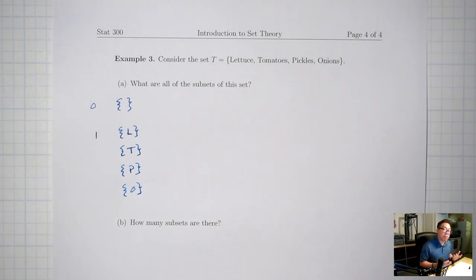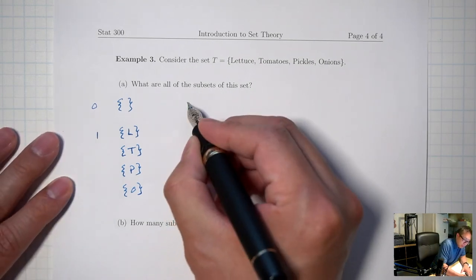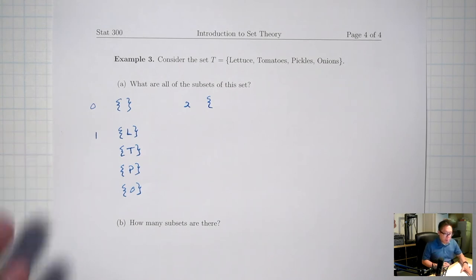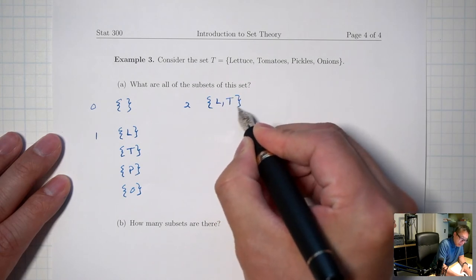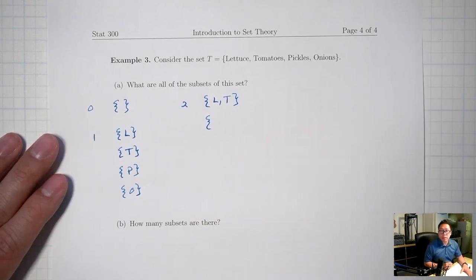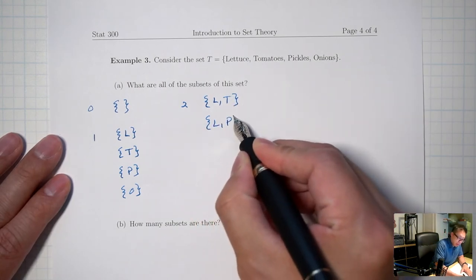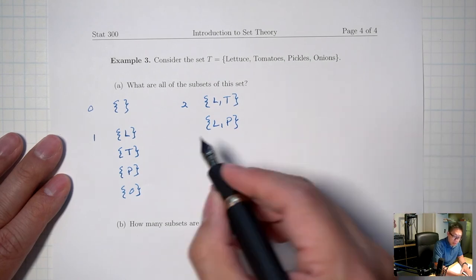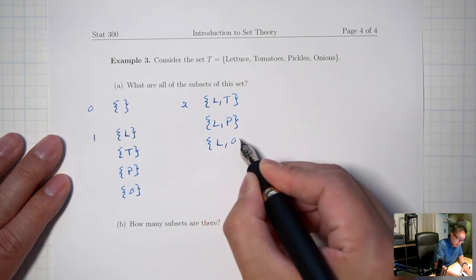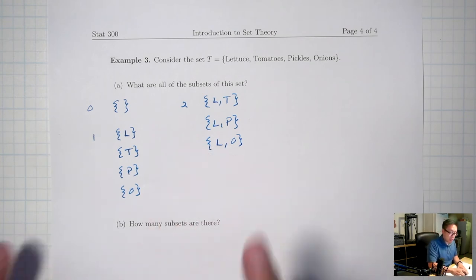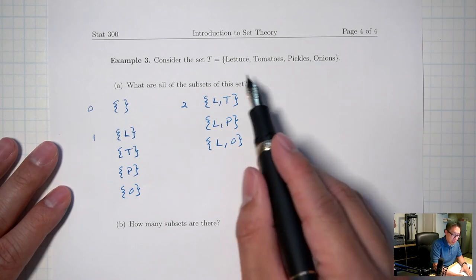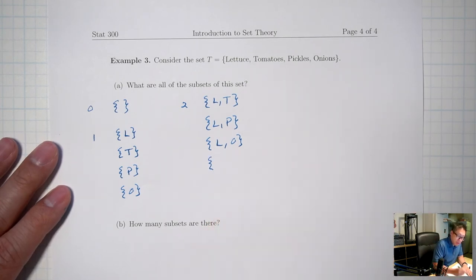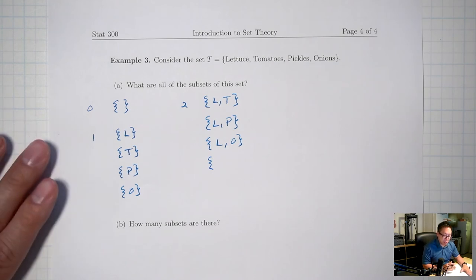So what are all the two toppings options? This one's a little bit more tricky. What are all the possible ways they can pick two toppings? They can go lettuce, tomatoes. What else? They can go lettuce, pickles. What else? Lettuce, onions. And the order here doesn't matter, right? Lettuce and tomatoes is the same thing as tomatoes and lettuce. As far as toppings on the sandwich, it doesn't matter what you put on first. So I have lettuce, tomatoes, lettuce, pickles, lettuce, onions. Are there other two topping combinations that they can pick?